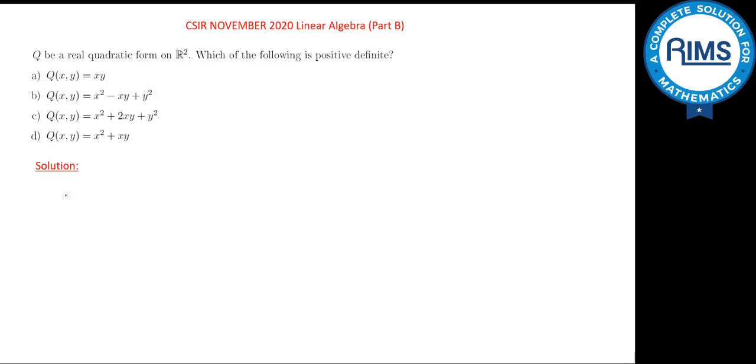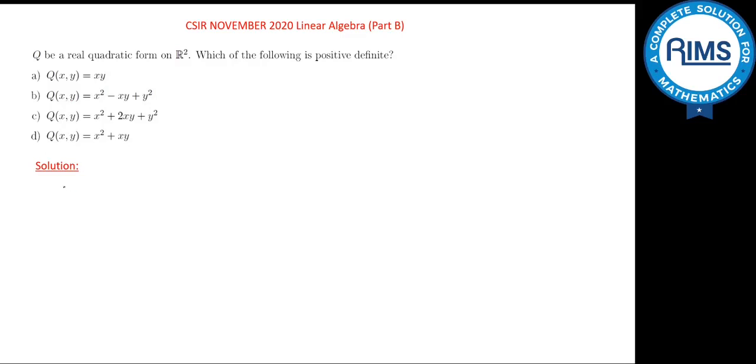Next question: let capital Q be a real quadratic form on R2, then which of the following is positive definite? Here capital Q is a real quadratic form on R2, so the corresponding matrix of this quadratic form will be a 2 by 2 matrix.